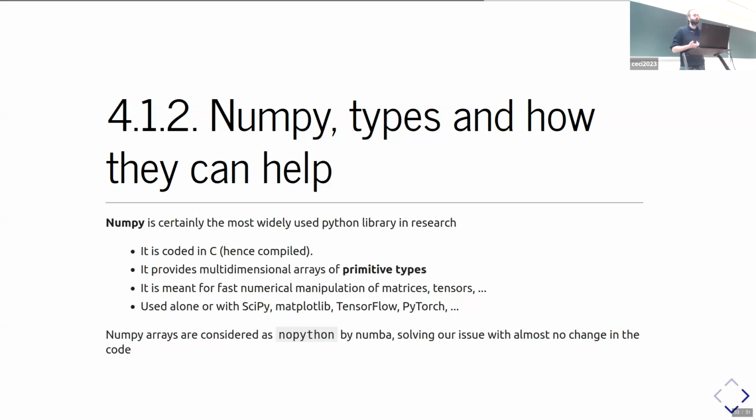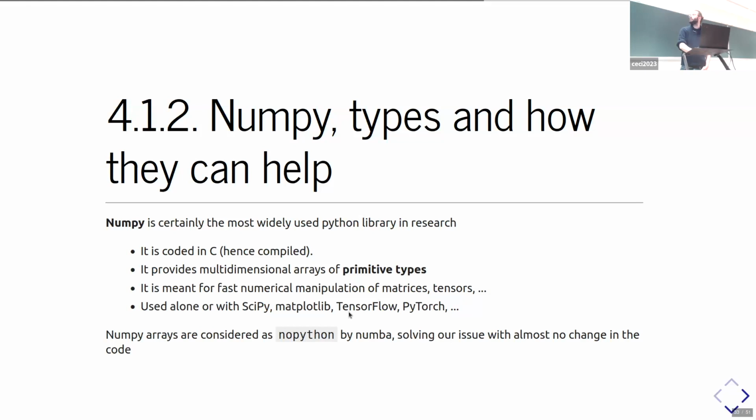Strings are not primitive types, but a character is. So the parts of the string are primitive types. Booleans are primitive types. So that's what you most likely use all the time, numbers, most of the time integers and float values. It is meant to be fast, and it is meant for numerical manipulation. So linear algebra, you can do that in NumPy, matrices, tensors are basically matrices in more than 2 dimensions.